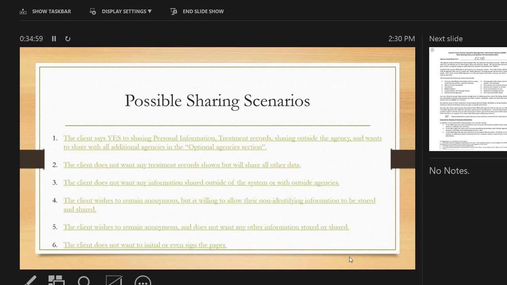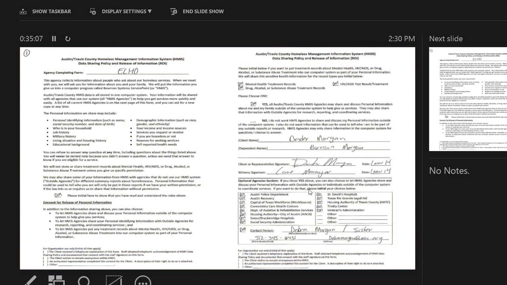Second possibility, the client does not want any treatment records shown, but they want to share all their other data. So pretty straightforward. And actually, let's go ahead and just show them right now. So if a client wants to share everything, it's the easiest thing they can possibly do. Just initial all their choices, fill in their name, any dependents fill out their name, they sign, you sign, and they initial any additional agencies.